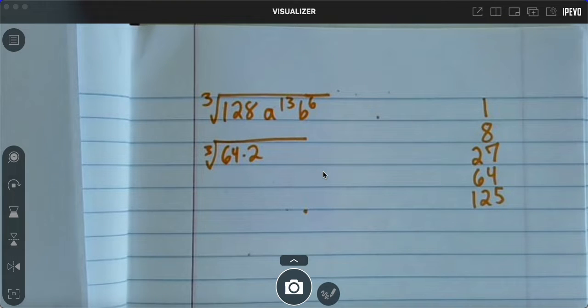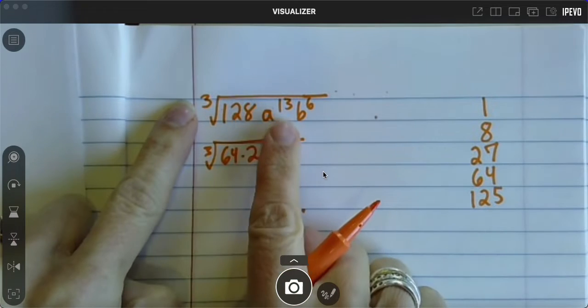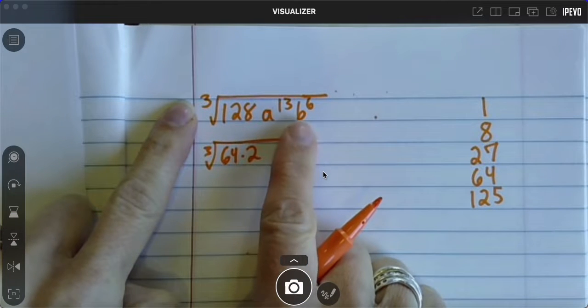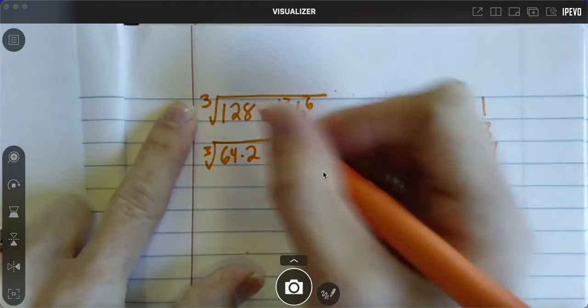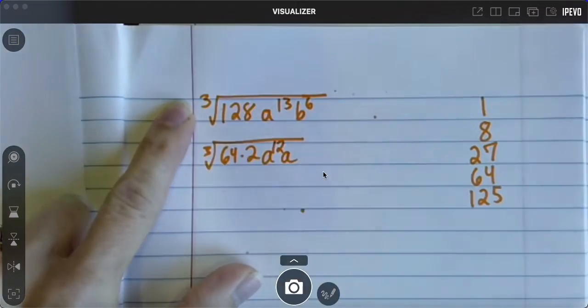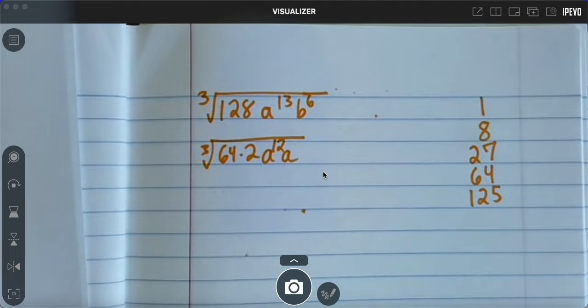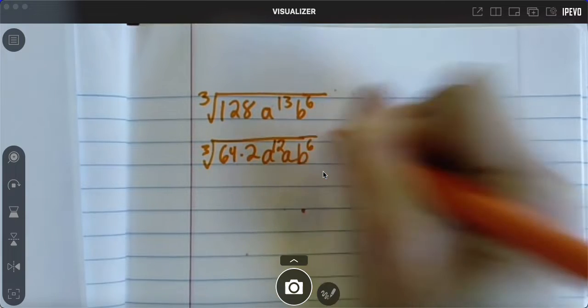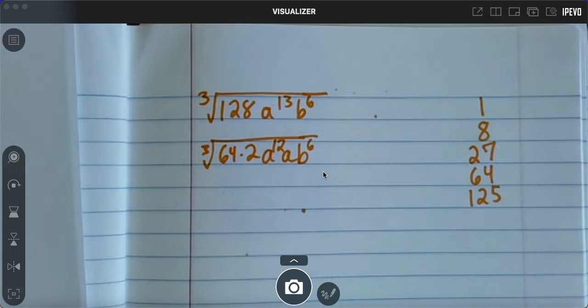Now, a to the 13th, I wrote this a little different before, but it's been a long time ago. 3 does not go into 13, does it? But what's a number close to 13? 12. So if I rewrote it, I know I'm doing it a little bit different than I taught it in the past, a to the 12 and a. Doesn't that still make a to the 13? And b to the 6th, it's fine, right? That's divisible by 3, so I'm going to leave it as a 6. I think this is way easier than the way I taught it before, but y'all didn't want me to teach it but that one way.